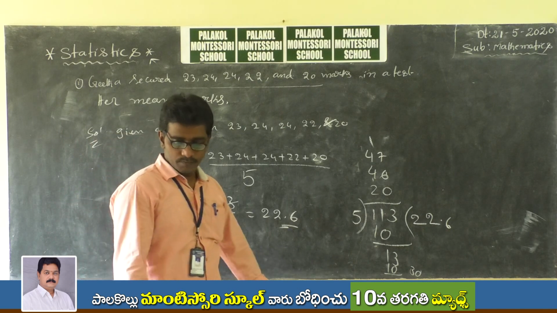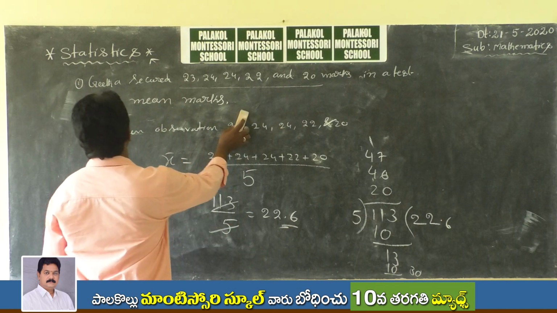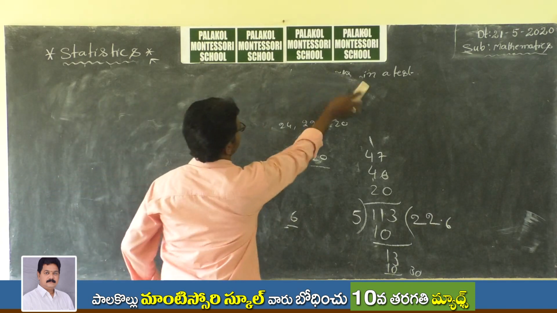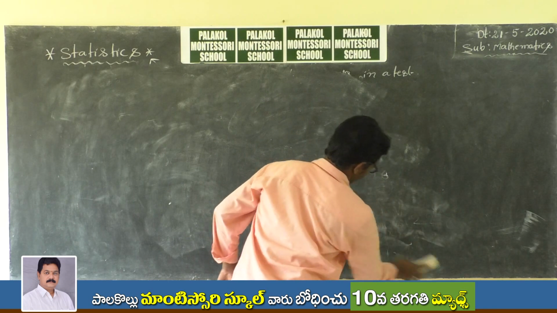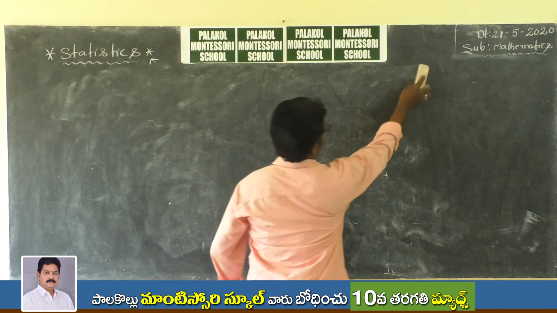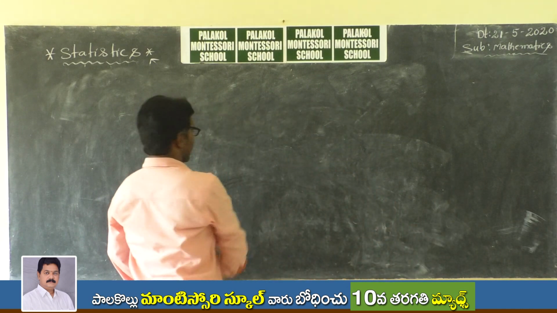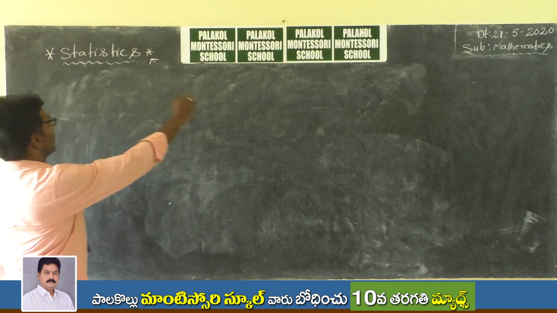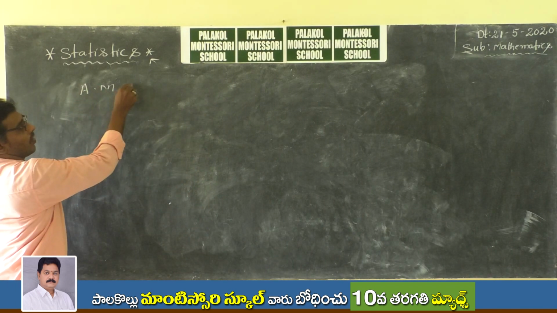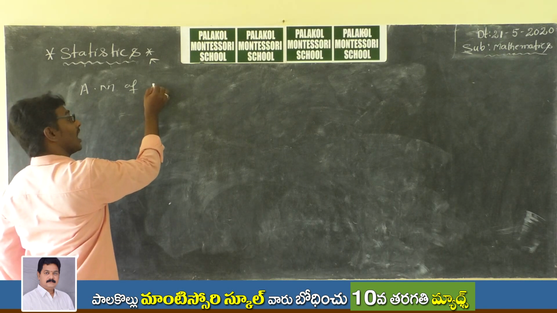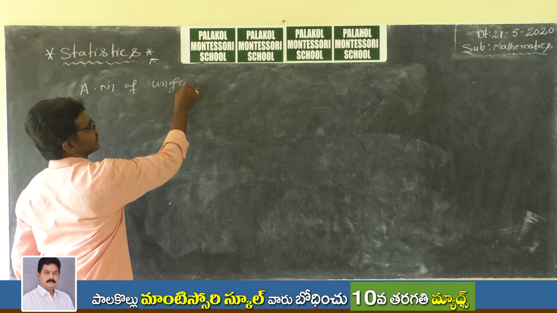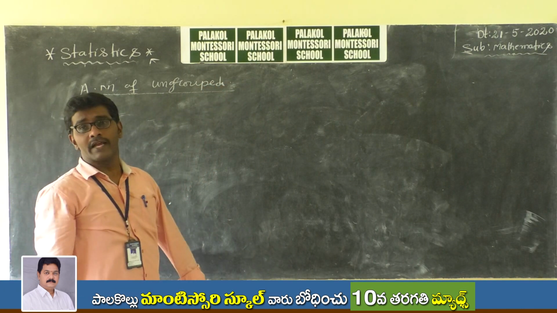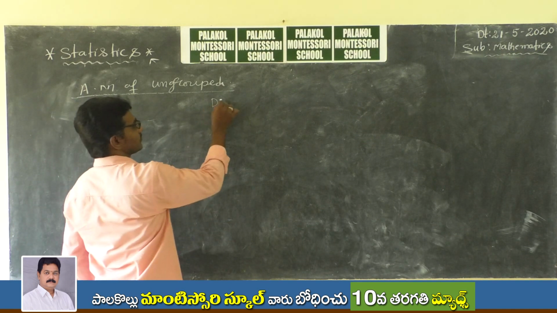Okay guys, so next one. Direct method of the arithmetic mean for ungrouped data. Arithmetic mean of ungrouped data using the direct method.